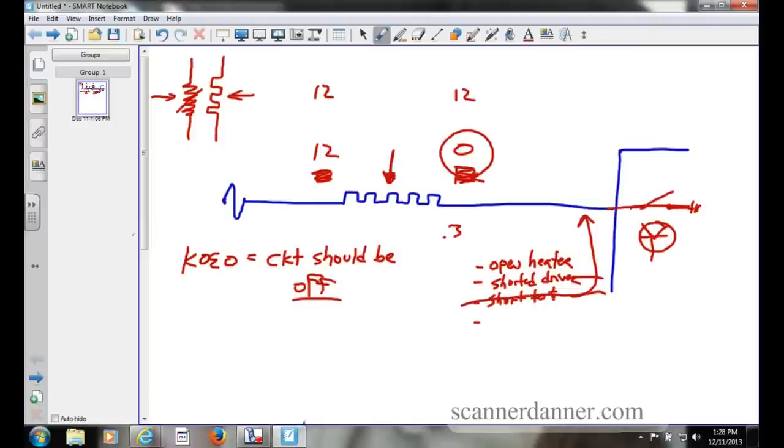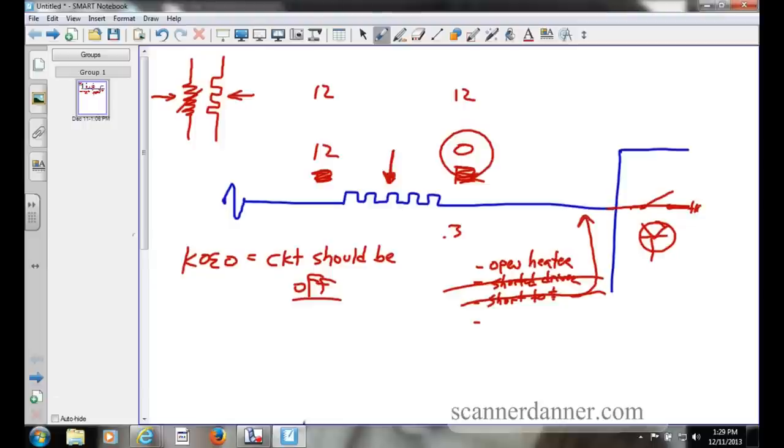Why is it not these two? Because the circuit's off right now. And I'm telling you, it's not a shorted driver or a short to ground in the control wire, because there's another test we did that we're not plugging in here right now. The amp test. The amp test showed us what kind of amperage? None. A short to ground would cause what kind of amperage? Constant. A shorted driver would cause what kind of amperage? Constant.